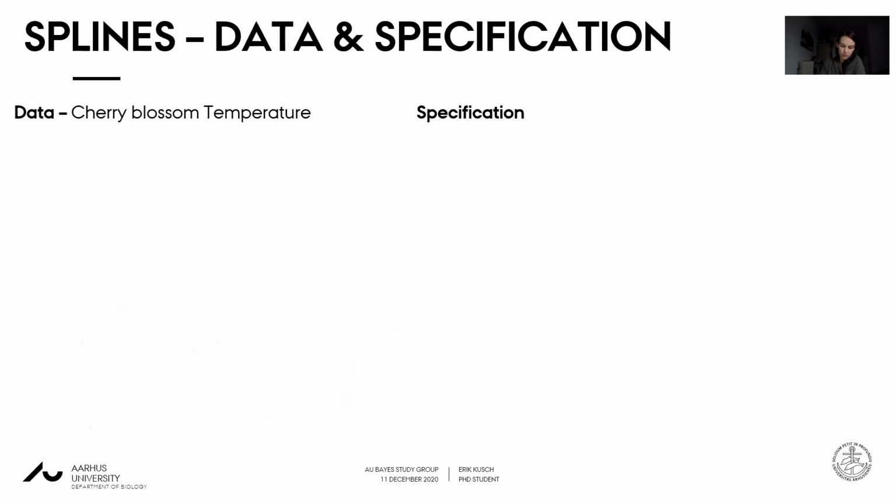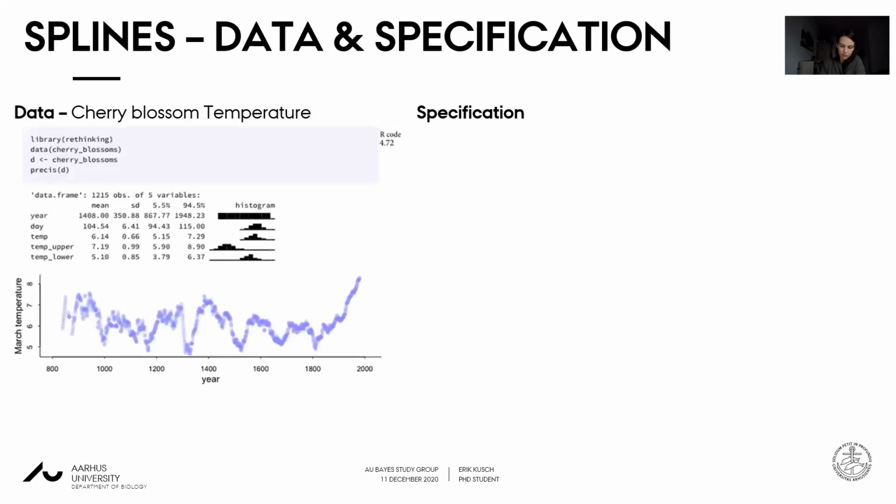So the way we do this in R is this time we're looking at cherry blossom temperature, tracking the temperature when cherries blossomed in Japan for a very long time, as you can see from that year axis there. We get the data from the rethinking package. We then look at the precise output and the actual data.